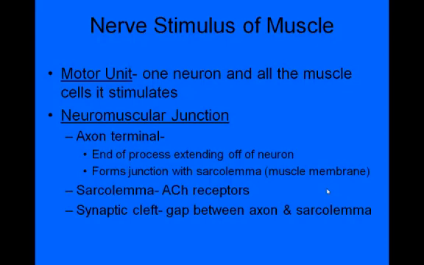So we have something called an axon terminal. Terminal means end, so this is the end of the axon that extends off the neuron. It forms a junction with the sarcolemma, or the muscle cell membrane. The sarcolemma has ACH receptors, which are acetylcholine receptors, and that's going to play in just a moment. The synaptic cleft is the gap between the axon and the sarcolemma.